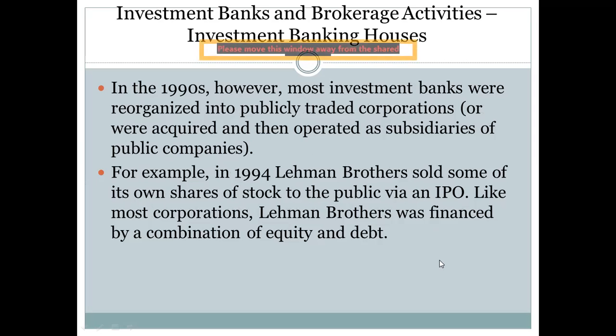In the 1990s, however, most investment banks were reorganized into publicly traded corporations, or acquired and then operated as subsidiaries of public companies. For example, in 1994, Lehman Brothers sold some of its own shares of stock to the public via an IPO.